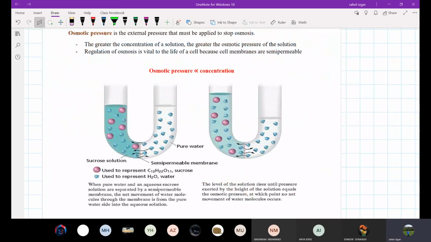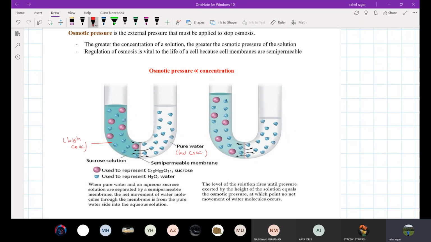When we have two solutions, or two things, one of them is a solution and one of them is a solvent, or two solutions, one of them has high concentration and one of them has low concentration. So pure water, we assume it's low concentration. This solution here is the high concentration side. All right?